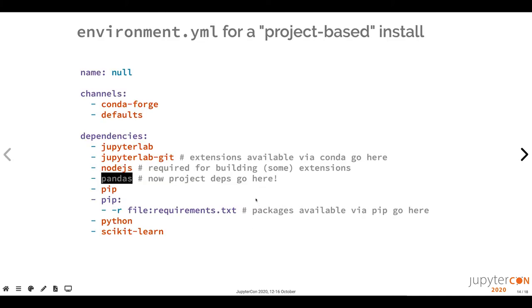Okay. So here is an environment.yaml file for a project-based install. The interesting thing to note is that it looks really similar to the system-wide environment.yaml. And it is. The major difference is that we're now going to be installing all of the project-specific packages that we need. Whether they're available via Conda, in which case we can just list them here as dependencies like pandas or scikit-learn, or if they're available via pip, we can put them in the requirements.txt file.